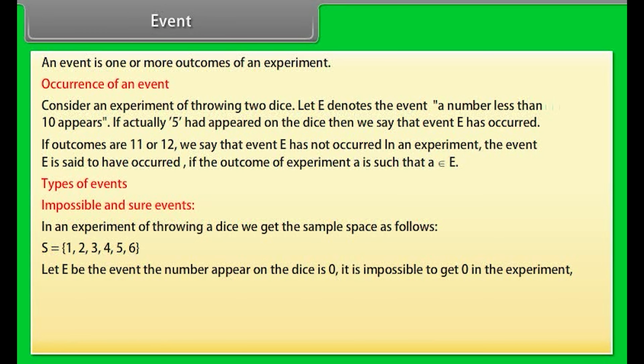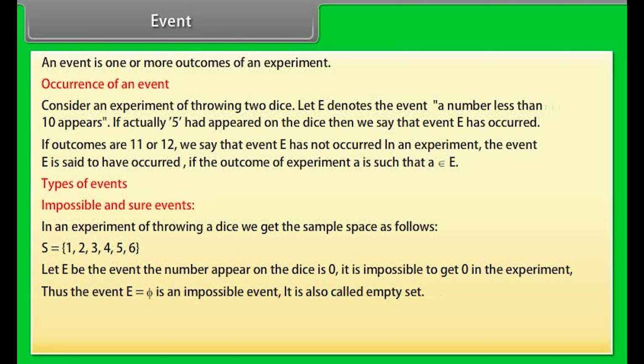Let E be the event the number appear on the dice is 0. It is impossible to get 0 in the experiment. Thus, the event E is equal to phi is an impossible event. It is also called empty set.